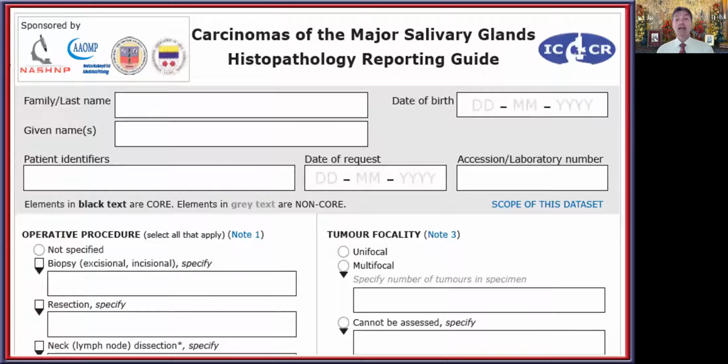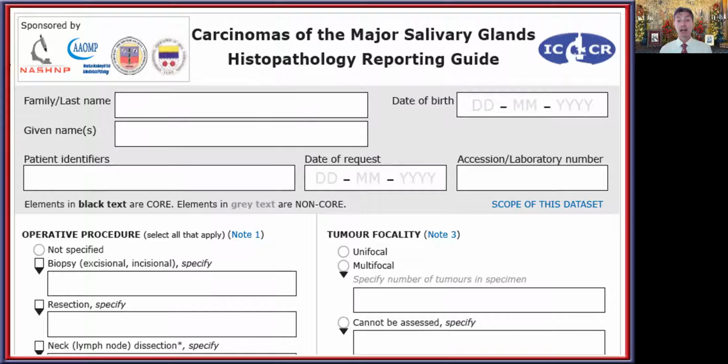There has been a correlation between the ICCR, or International Collaboration on Cancer Reporting, and the IARC, which is the publication arm of the World Health Organization, so that these two are now harmonized, where there are data sets that are recorded. And of course, the nice thing about this is they are free to use by just going to the ICCR website.